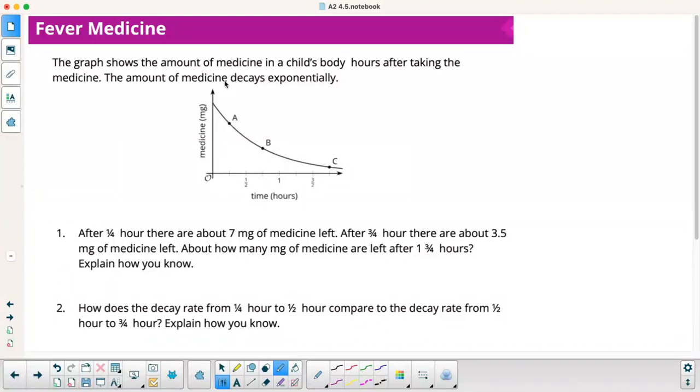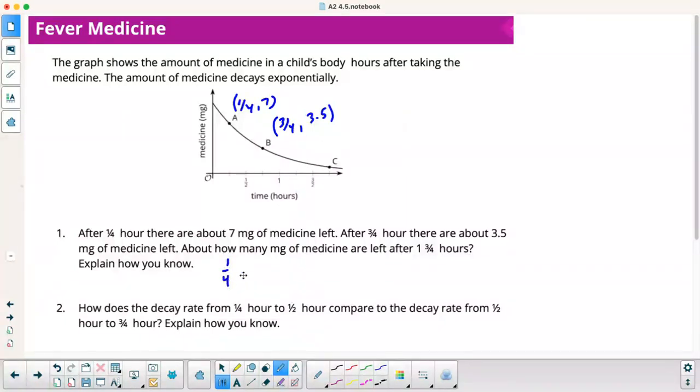All right. Graph shows the amount of medicine in a child's body hours after taking the medicine. The amount of medicine decays exponentially. So after a quarter hour, there are 7 milligrams left. So 1/4 is at 7. And then at 3/4, you're down to 3.5. So it looks like every half hour, because from quarter hour to 3/4 of an hour, you get multiplied in half. So think about this here.